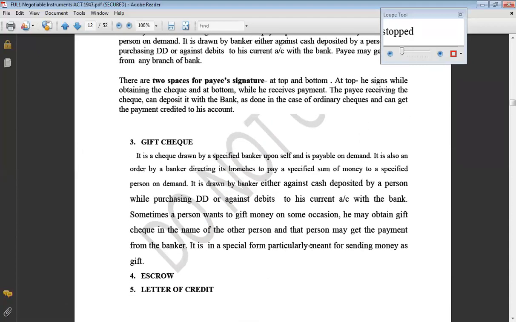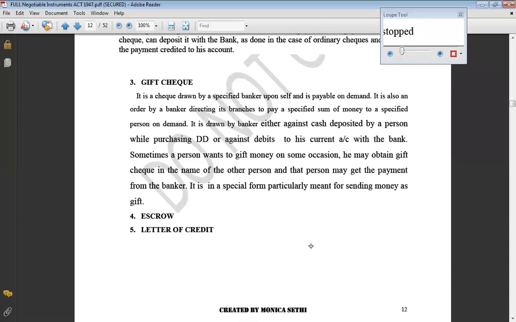Gift check. You want to give a money gift to somebody. In that case, you can issue a prepaid gift check, and that person can get the payment on that check by depositing it in their account. Escrow. Escrow is a kind of bill of exchange which is conditionally accepted. That much is enough. Letter of credit. A letter of credit is a letter which is issued by a banker to its customer whose financial standing is good, and they issue this letter of credit because that customer of the bank wants to prove his creditworthiness before any other party.